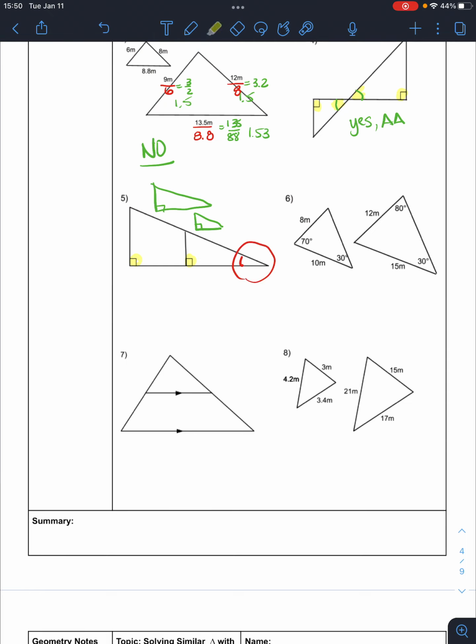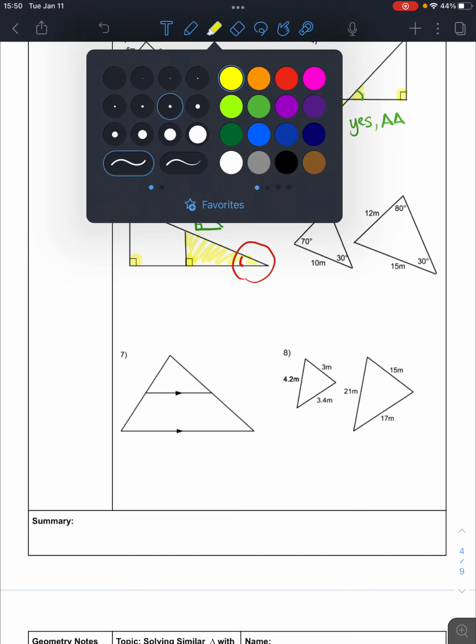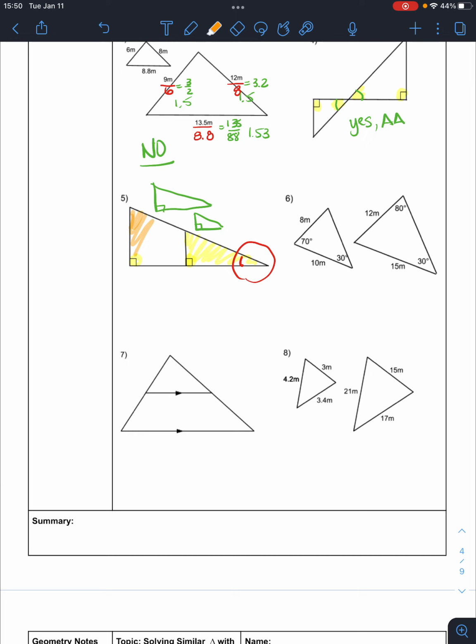at the corner belongs to the little triangle, it belongs to this triangle, and it belongs to this triangle. And since it belongs to both, it is equal to itself. That's called the reflexive property. And so we have these 2 angles are equal to each other. We have this angle is equal to itself. So we would say, yes, these 2 triangles are similar by the AA theorem of similarity.